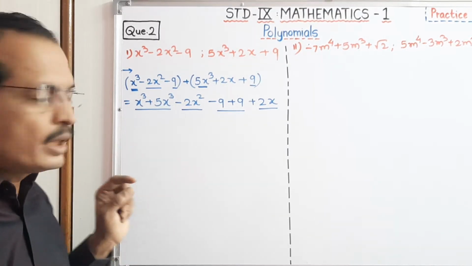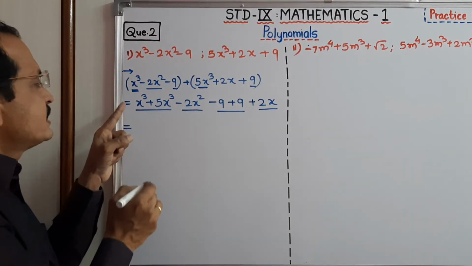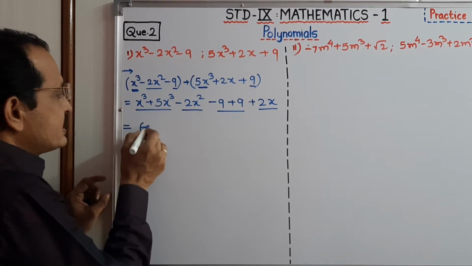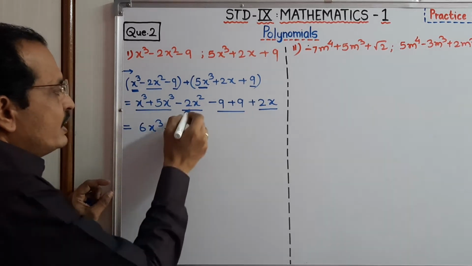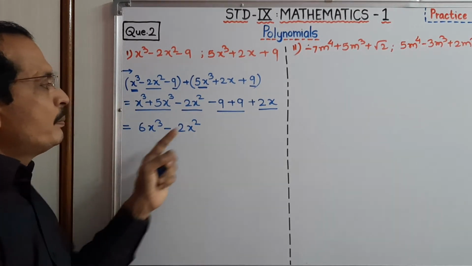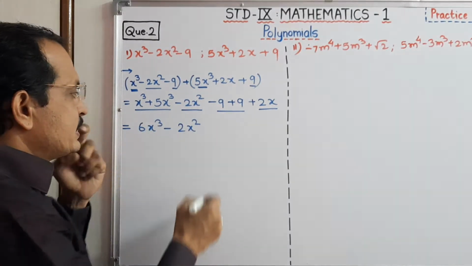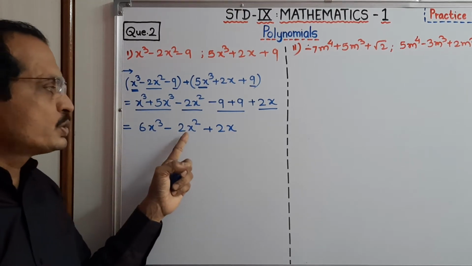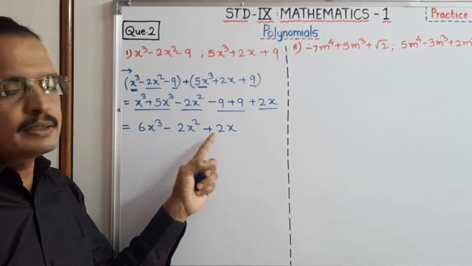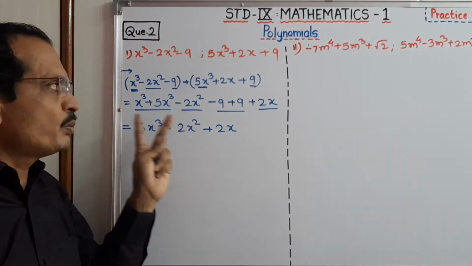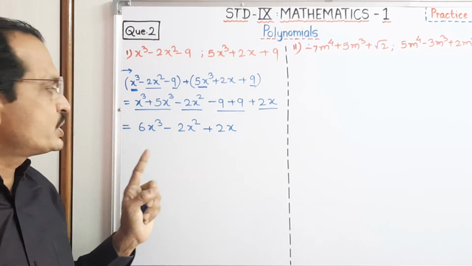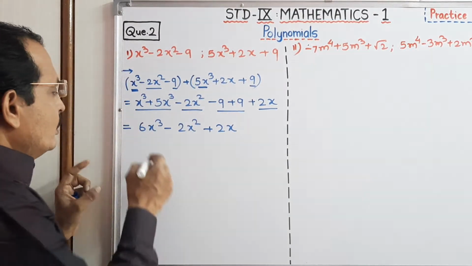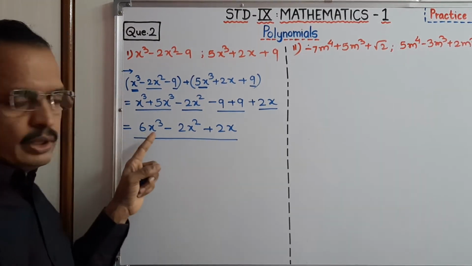That means each term we are writing here. Now see here, this is 1x cube plus this 5x cube. We have to make the addition, therefore it is 6x cube, minus 2x square as it is, minus 9 plus 9, dear student, it is 0, and this 2x as it is. Therefore 6x cube minus 2x square plus 2x, this is the addition of these polynomials, that is the final answer. Now see here, the degree is 3, we get the degree of the final answer, that is, the addition is also x cube.